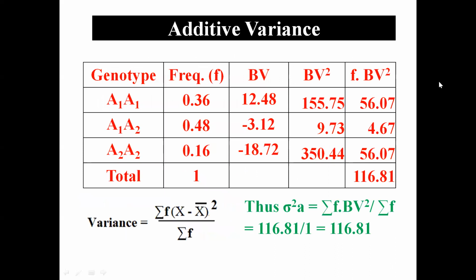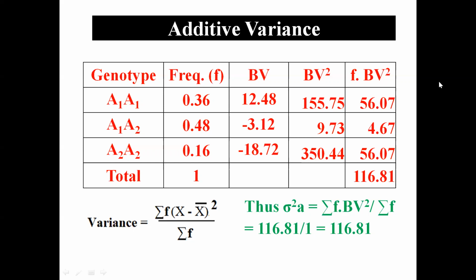So first of all, we will determine additive variance. For determining additive variance, we prepare a table in this manner. In the first column, genotypes. Second, mention the frequencies. Third column, breeding values, which you have already been given in your question. In the next column, we will square these breeding values, and in the last column, these squared breeding values are multiplied by the concerned frequencies of the genotypes.